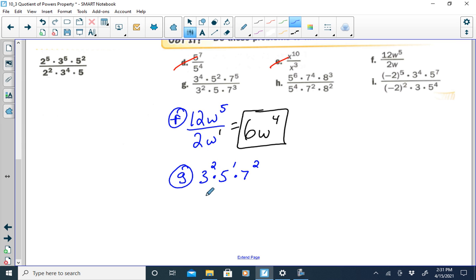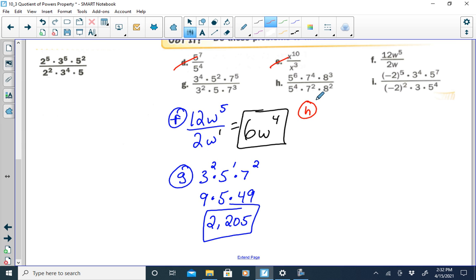Now, we really can simplify that whole mess there. 3 to the 2nd power we know is 9. 5 to the 1st power we know is 5. 7 to the 2nd power, 7 times 7, that's 49. So 9 times 5 times 49, we could use a calculator for that. So we have 9 times 5 is 45. 45 times 49, that's going to be 2,205 for letter G.